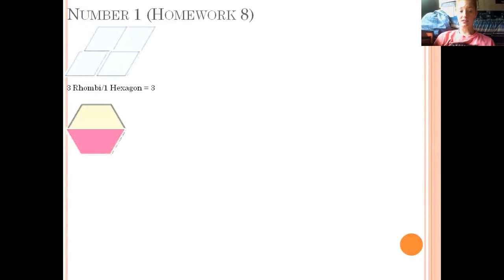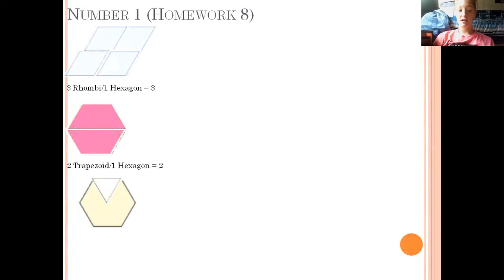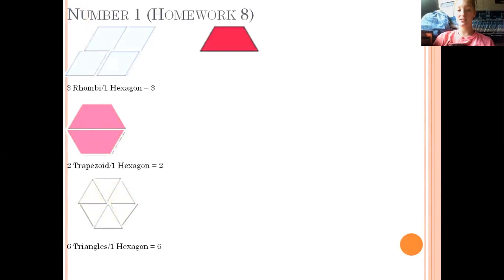Let's see the trapezoids. There's 1 and 2. 2 trapezoids for every one hexagon. That is 2. There's a hexagon. How many triangles is it going to take to fill up the hexagon? There's 1, 2, 3, 4, 5, and 6. 6 triangles for every one hexagon. That is 6. Let's use the trapezoid for our base now.